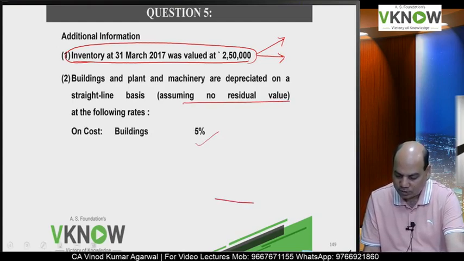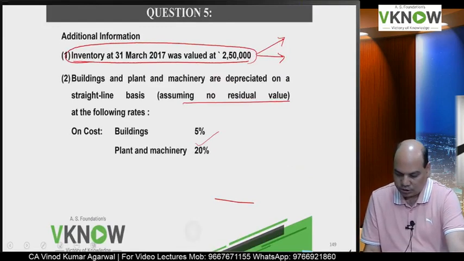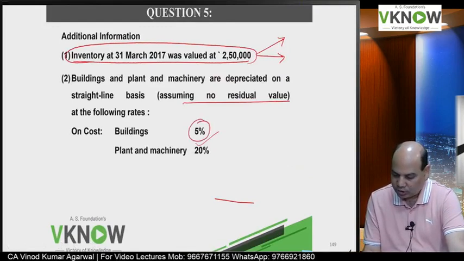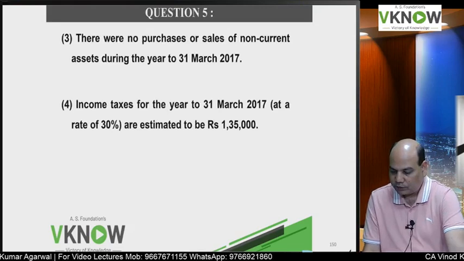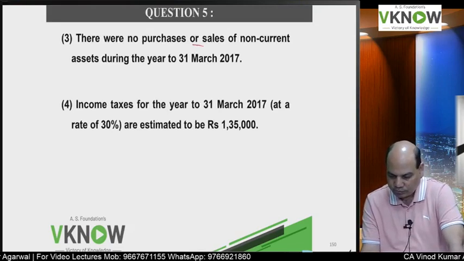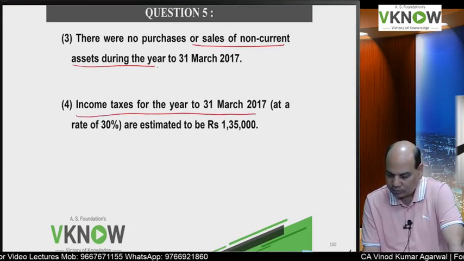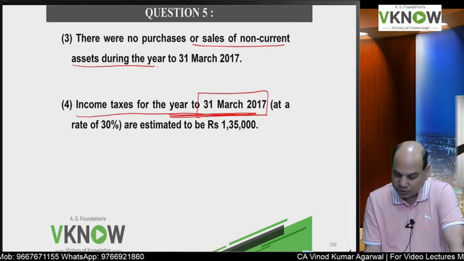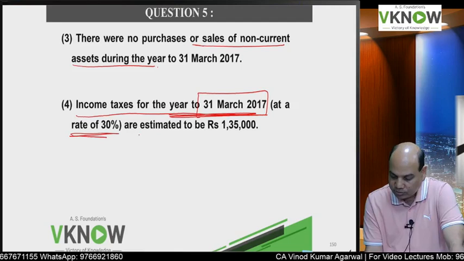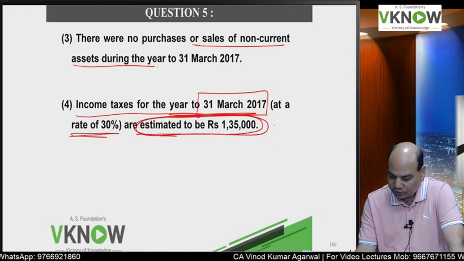Add the following rates. Building 5% and plant and machinery 20%. So rates are important. These are all per annum, even if per annum is not written. Then there is no purchase or sale of non-current asset during the year. Very good. So no purchase or sale of PPE item. Income tax for the year to 31st March 2017, the rate is 30%. But the calculation they have already done for you: 1,35,000. This is current tax.